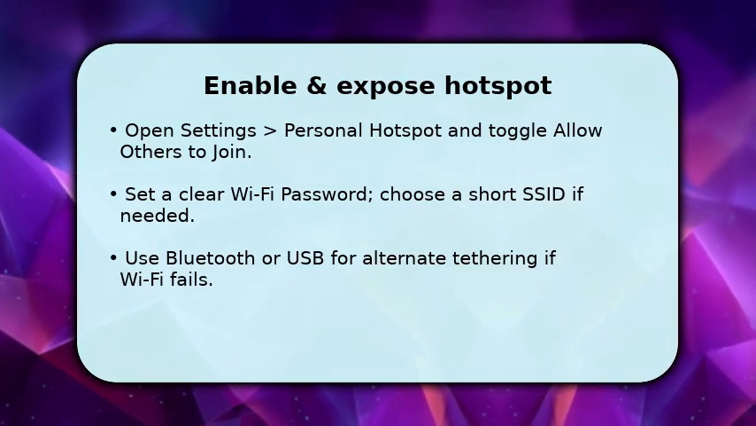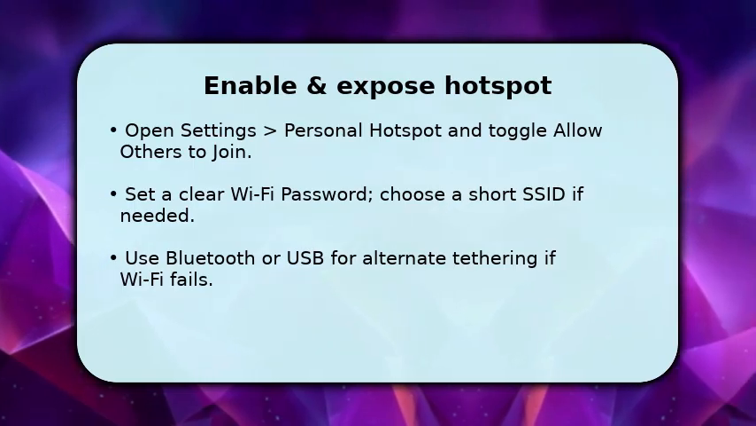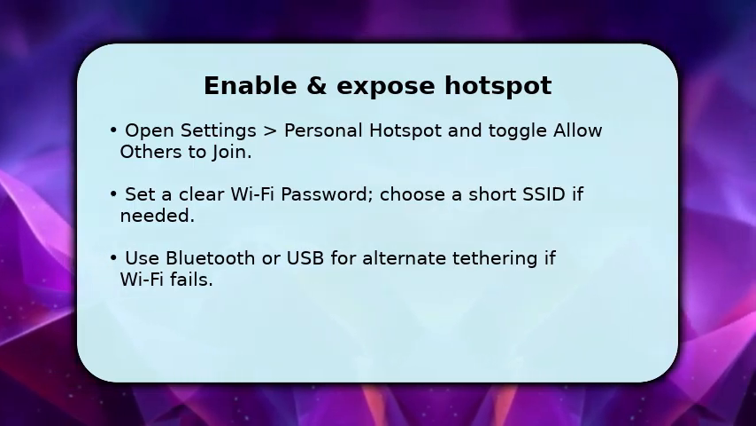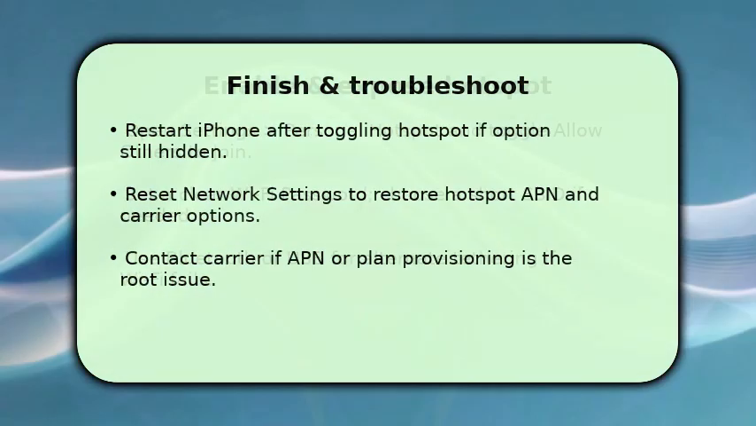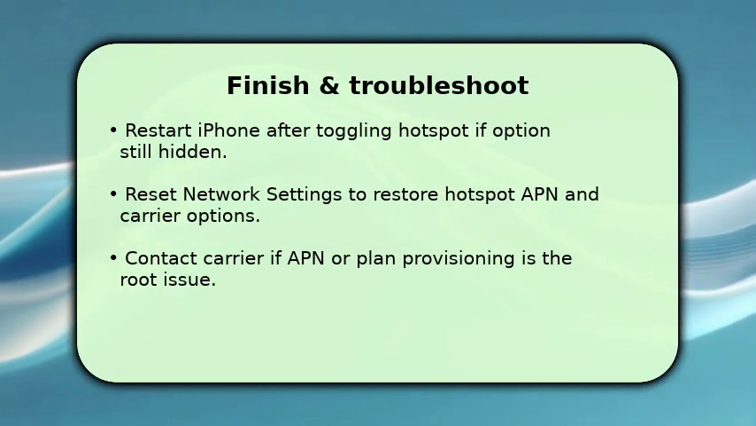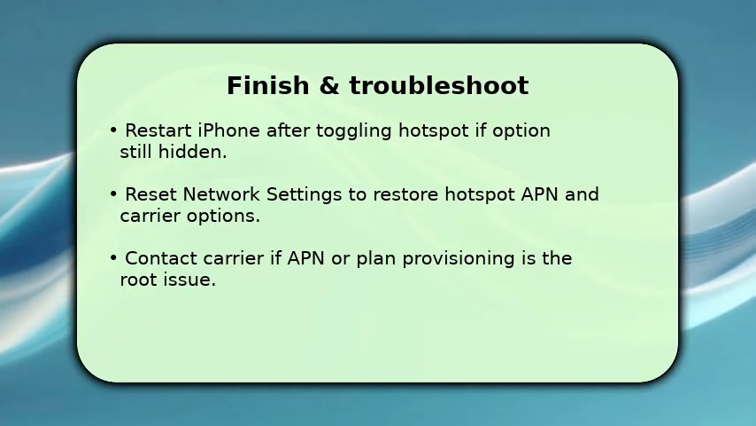Make sure airplane mode is off and cellular data remains active. Toggling Personal Hotspot off and on can force the UI to refresh. To finish, restart the iPhone once the hotspot is enabled. A reboot often makes the option appear.